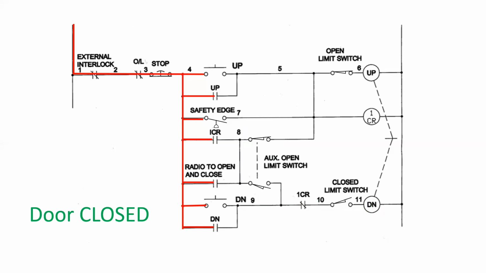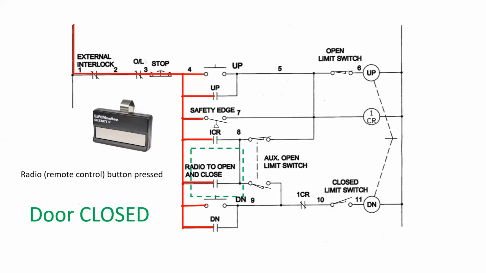Now, what about that funny little radio button? Notice that it's only one button, and yet it says radio to open and to close. Well, the way that this works has to do with the auxiliary open limit switches. So at this point, the door is closed, so pressing the button has only one option. It will only open the door.